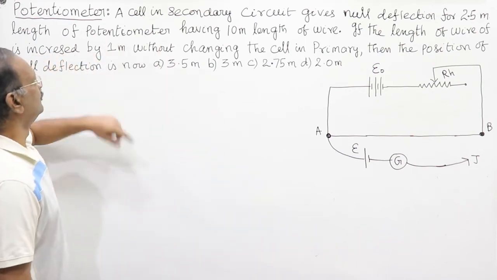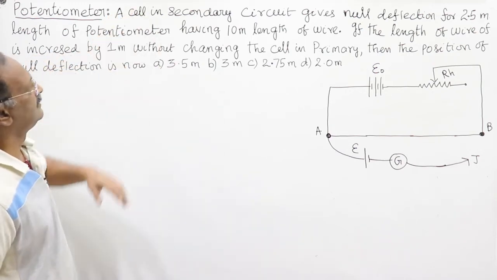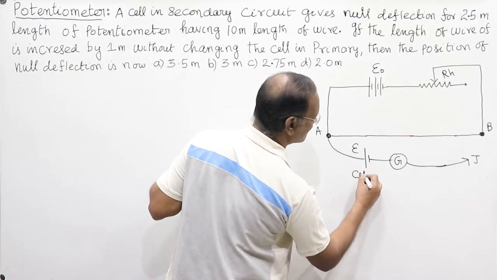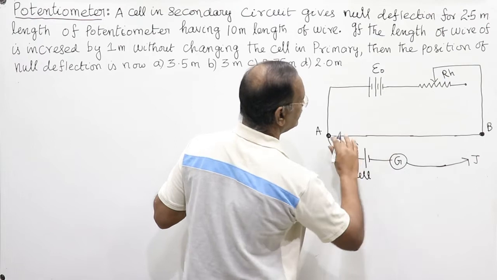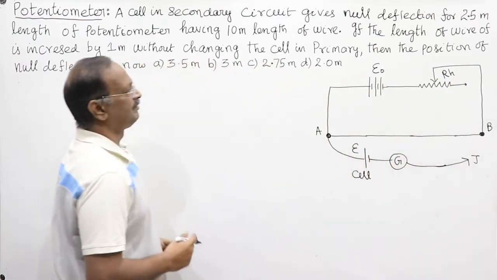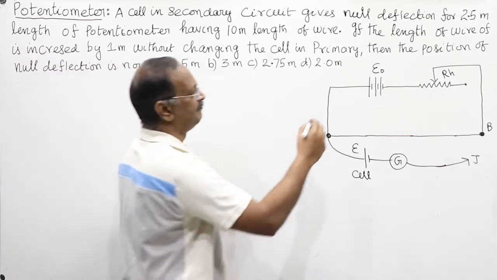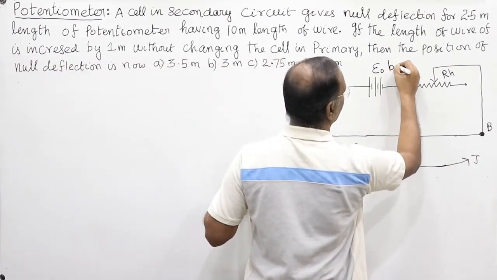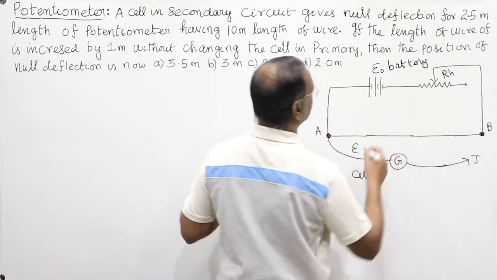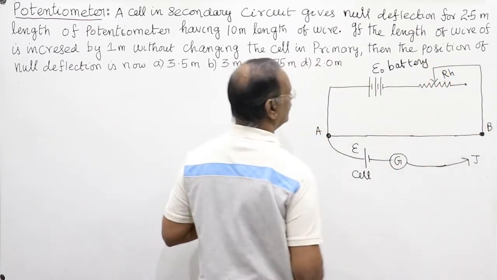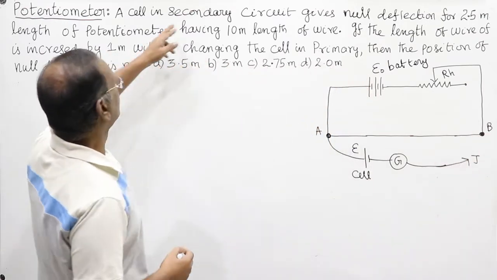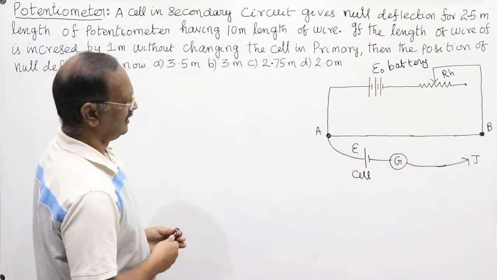Numerical on potentiometer. A cell in the secondary circuit. This is the cell. This circuit is called the secondary circuit and this is called the primary circuit, and this is a battery. This is the primary circuit and this is the secondary circuit. A cell in the secondary circuit gives null deflection.